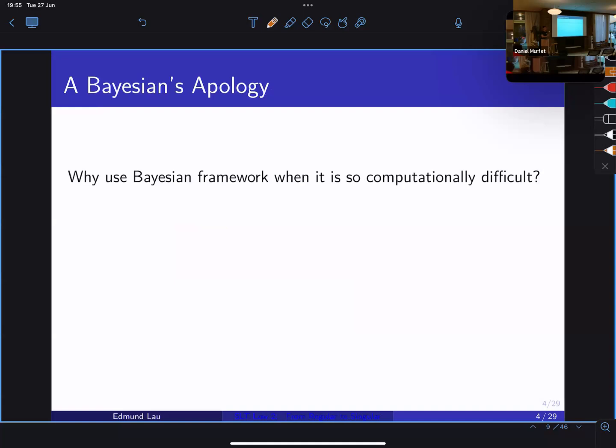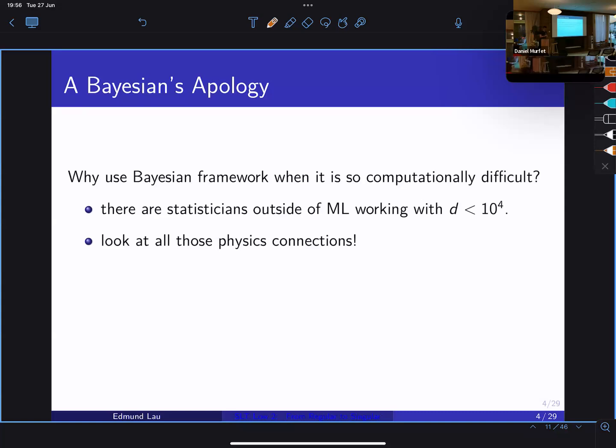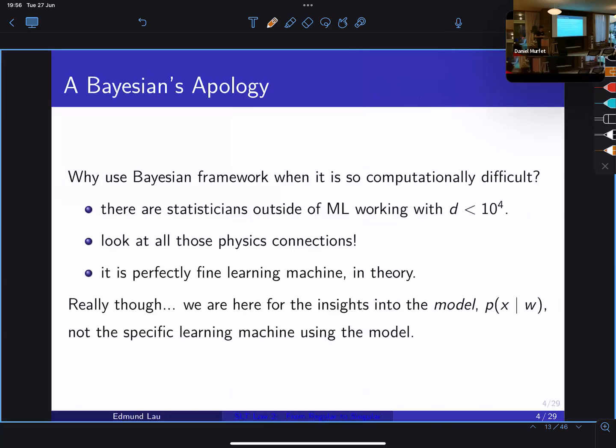Okay, just a quick sort of addressing of this point. I frequently get comments on why we use a Bayesian framework when it's so computationally difficult. A tongue-in-cheek answer would be that there are statisticians outside of machine learning working on smaller dimensional models, where you can actually do MCMC and get results using Bayesian methods. And look at all those physics connections that Jesse's talk mentioned. It is a perfectly fine learning machine, and the theoretical structure is interesting. But really, the answer here is that SLT is not just looking at Bayesian learning. It is giving us insight into the model itself.